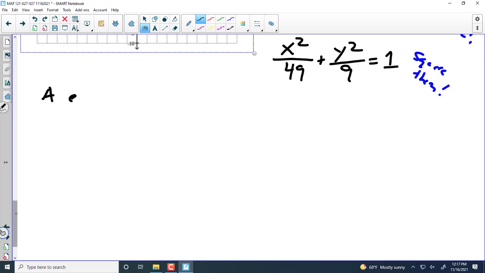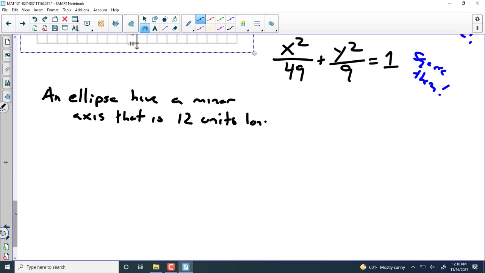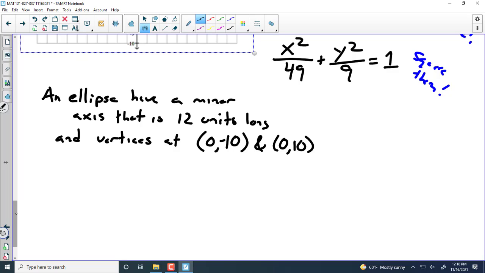An ellipse has a minor axis that is 12 units long and vertices at 0, -10, and 0, 10.